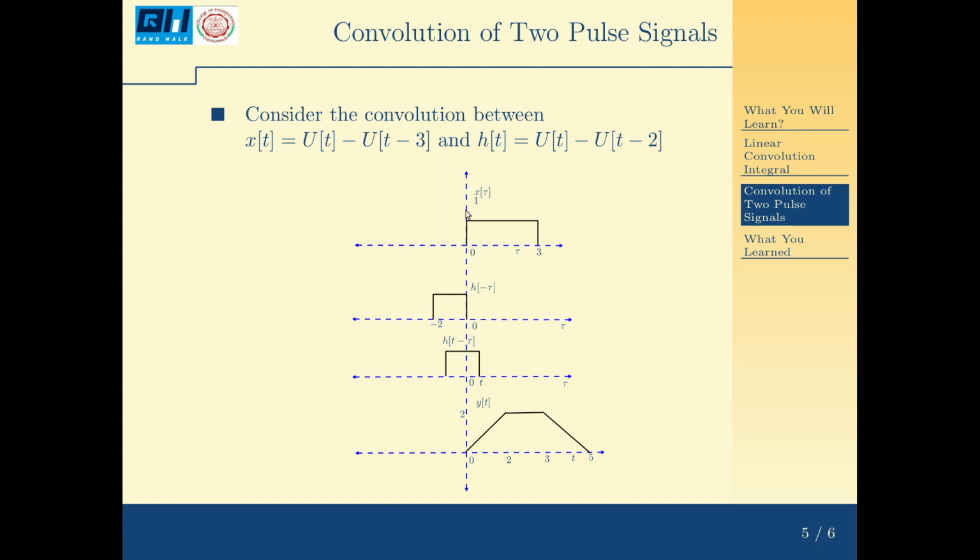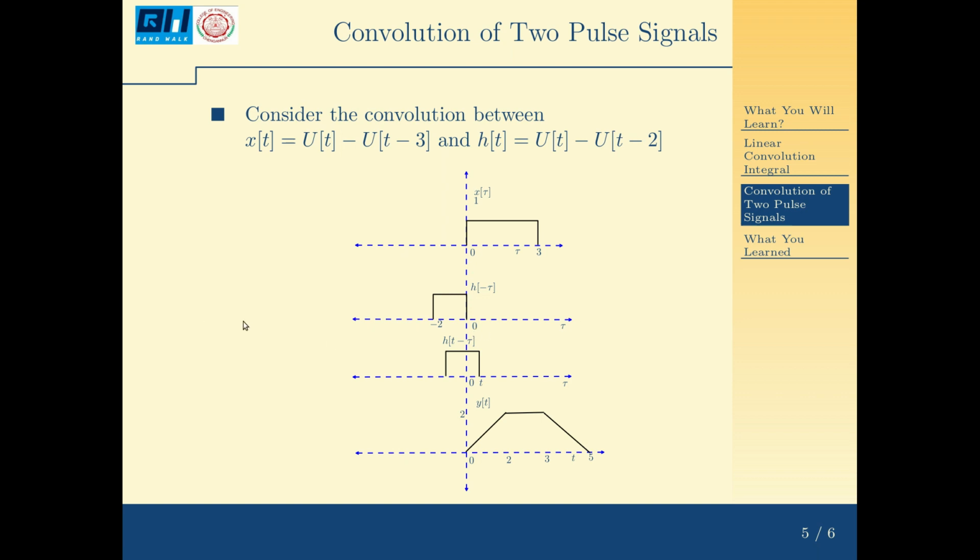So h(minus tau) will look like this. This has a width of 2, but flipped the other way in the negative direction. h(tau) has a width of 2. This starts from 0 and ends at 2. So from here to here, this is the negative time reversed version of that. That is h(minus tau), from minus 2 to 0. Okay, and when I move this h(minus tau) from minus infinity to infinity, we get this convolution integral.